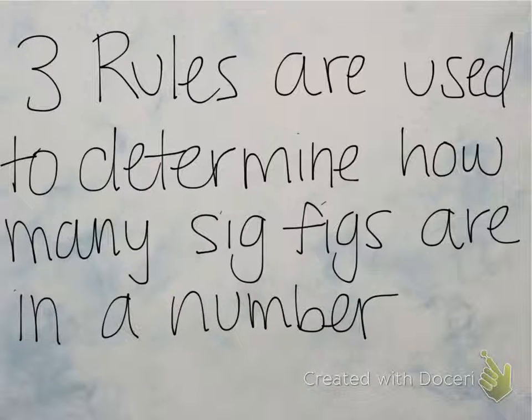There are going to be 3 rules used to determine how many sig figs are in a number. You are going to see this term, and I'm going to use it. You'll end up using it. Sig figs is the same as significant figures. It's just a shorter term for us to use. We're going to go over each of these rules and give you some examples, and it'll help us determine, once we get a measurement from someone, which of those numbers are significant.